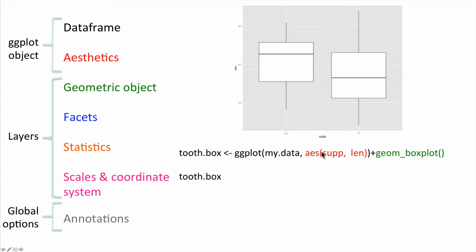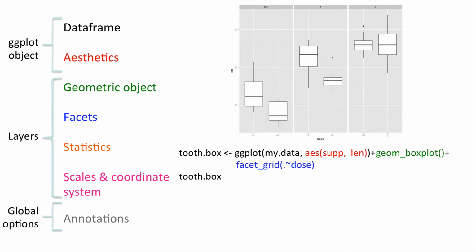So we have the aesthetic function, and that takes the variable supplement, which is a categorical variable, and the continuous variable length. And we add to this geom_boxplot. We can then go on and refine this figure by adding a facet grid layer. To do this, we specify the rows, tilde, columns.